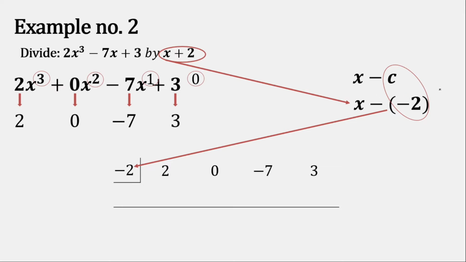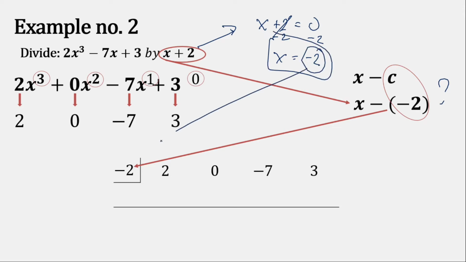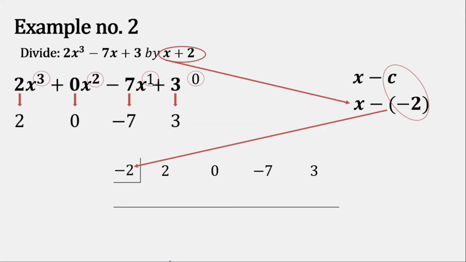Now, if you're confused on how to do it, all you have to do is to equate it into 0. Then find the value of x, minus 2 on both sides. Cancel this, so x is equal to negative 2. And this negative 2 will be our synthetic divisor. I hope that is clear.